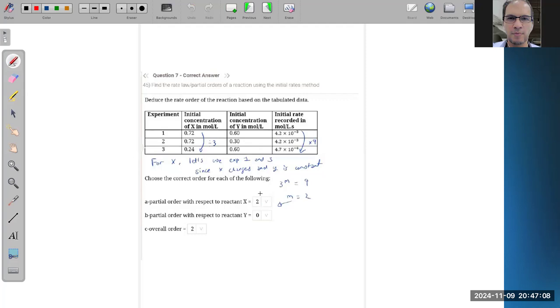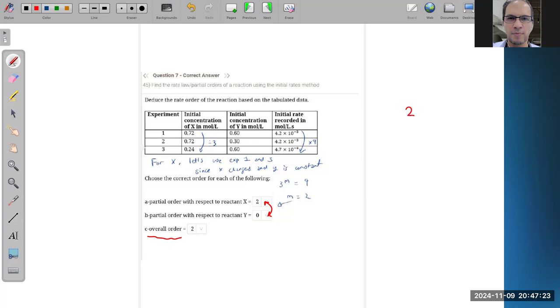So it is second order for here and 0 order for here. And what is the overall? How do I find the overall? Yeah, Abdullah, I do what? Addition of both of them. So I add both of them, 2 and 0. So the overall order is 0.